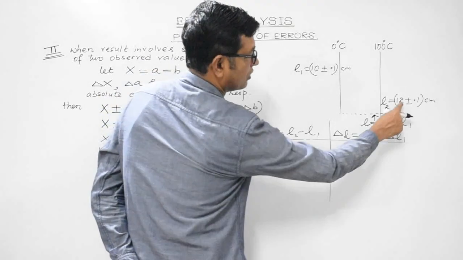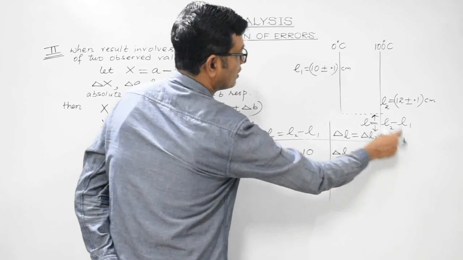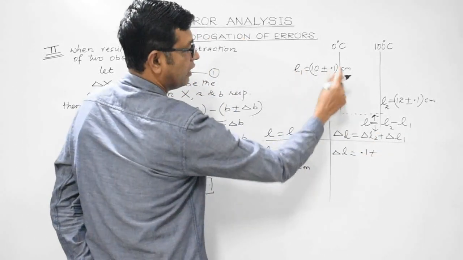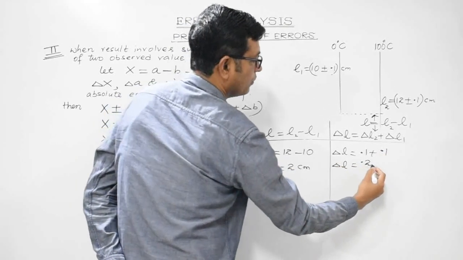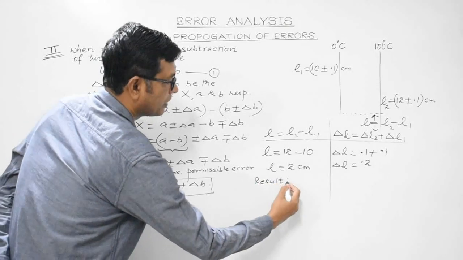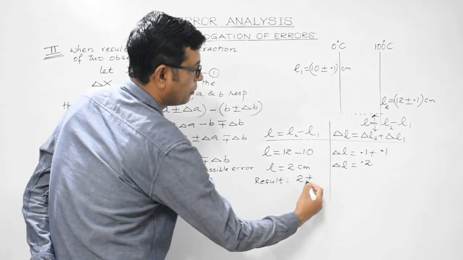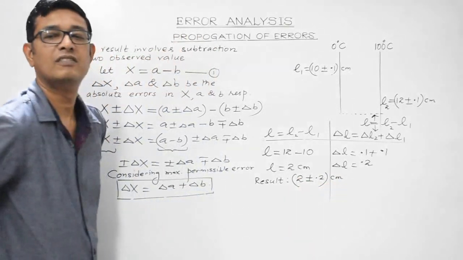It is del L2. This is L2 true value and this is del L2. This is 0.1. What is del L1? Absolute error in L1, again 0.1. So del L will be equal to 0.2. So how to express the result? It will be expressed as 2 plus minus 0.2 centimeter.